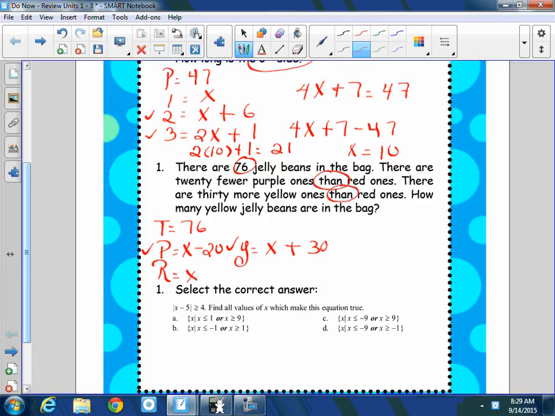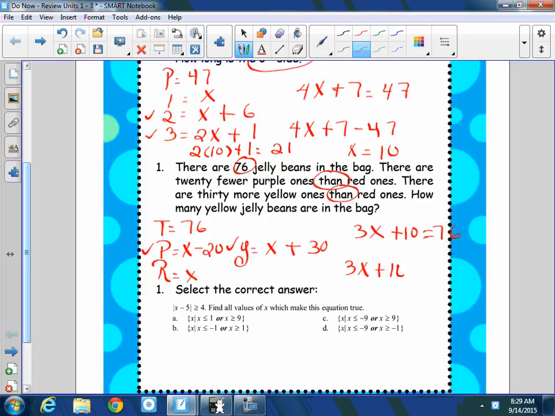So let's see, 1, 2, and 3 X's. And then 30 and negative 20, 10. Very good. And that should be equal to 76. Okay, how would you write it on the calculator?